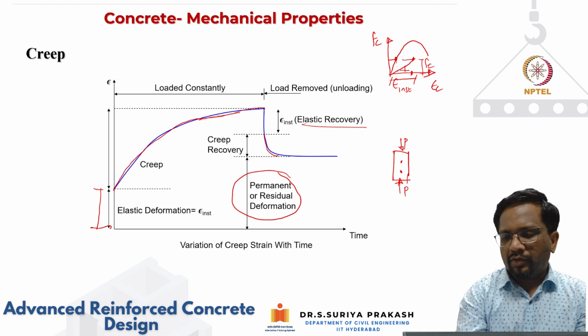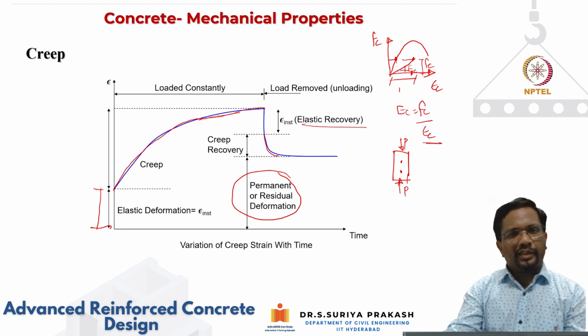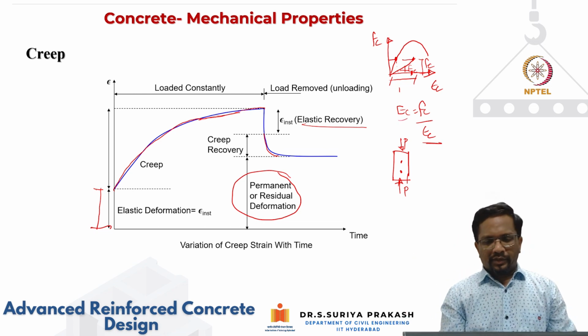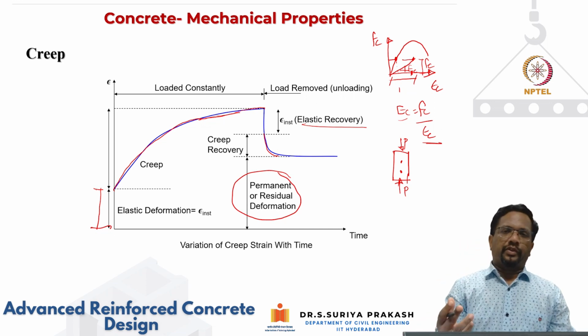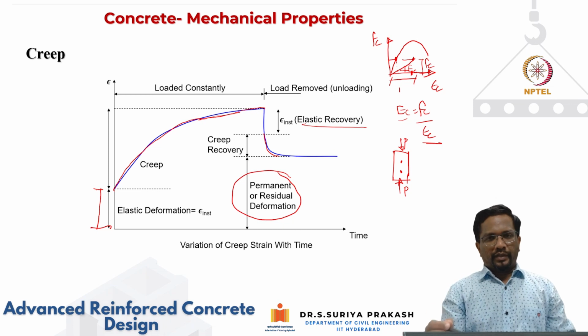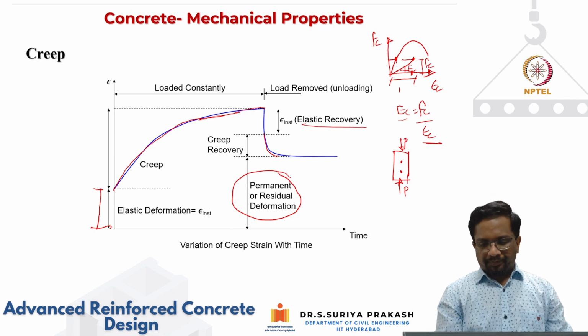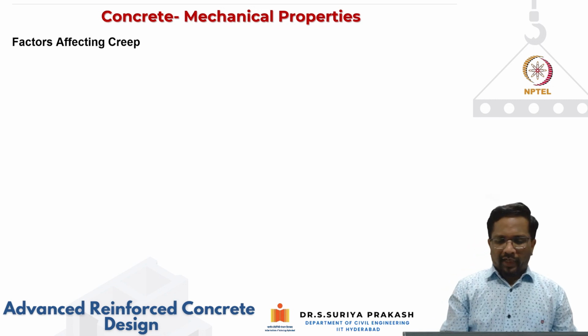Now what is happening is the elastic modulus Ec, which is nothing but your fc by epsilon c. Now the epsilon c has increased because of creep. So what happens then? The elastic modulus reduces. That is what we have to account for, because you know that deflections are always a function of your flexural rigidity, EI. So when E is reducing, your deflections are going to increase. That we need to account for. Right? So now let us see what are the factors that actually affect creep.